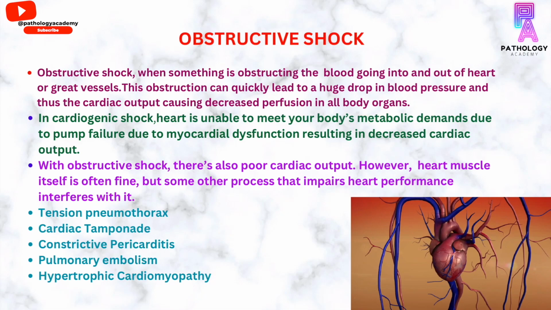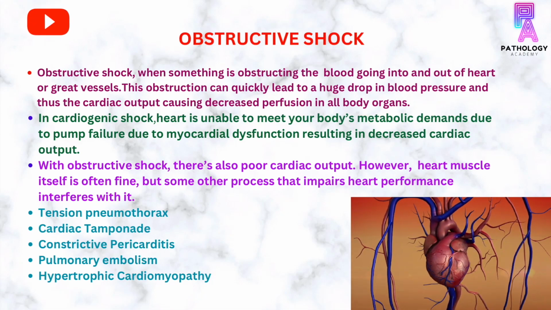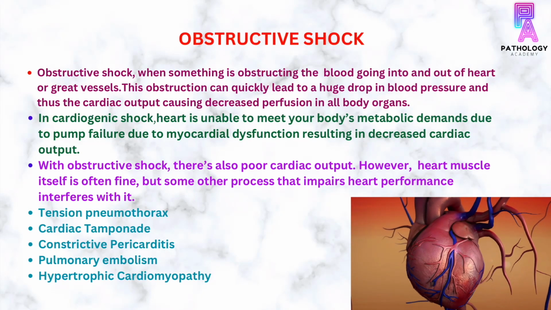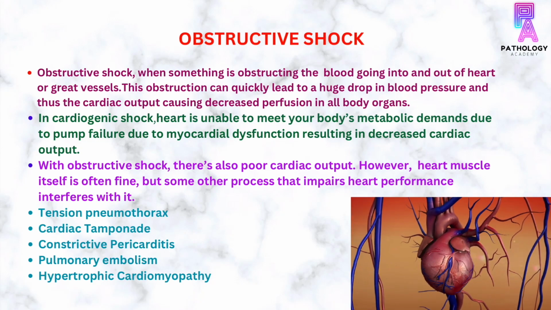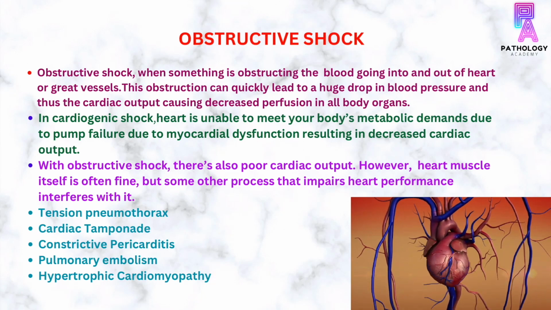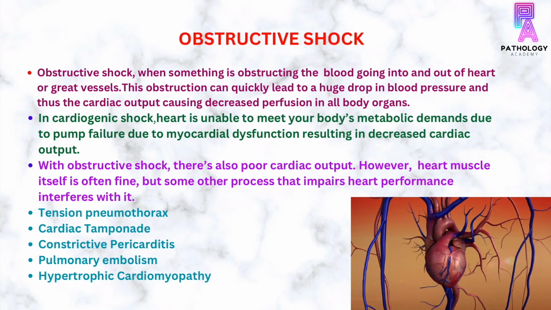Remember, in cardiogenic shock, the heart is unable to meet the body's metabolic demands due to pump failure, due to myocardial dysfunction, resulting in decreased cardiac output. However, in obstructive shock, there is also poor cardiac output, but in this, the heart muscle itself is often fine and some other process is there which impairs the heart performance.